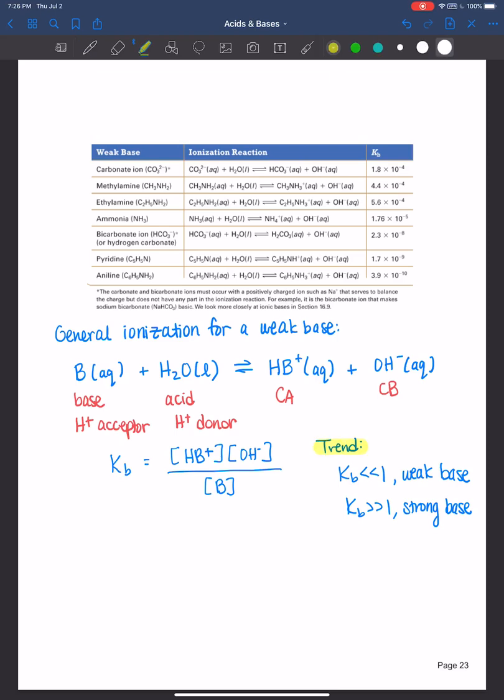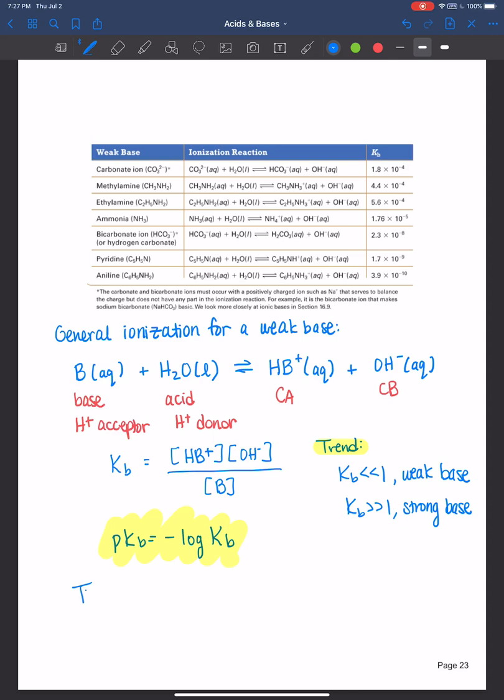Just like with Ka, generally with acids, we look at the pKa. We do the same for bases. We look at the pKb. And the pKb is equal to the negative log of the Kb. Remember that little p is just a mathematical operator to represent negative log, and helps us to work on a scale. It's a little bit easier to understand and remember.